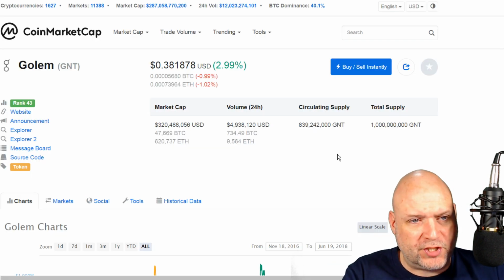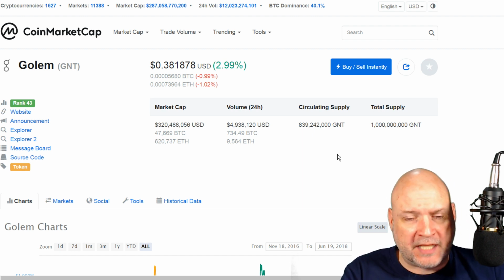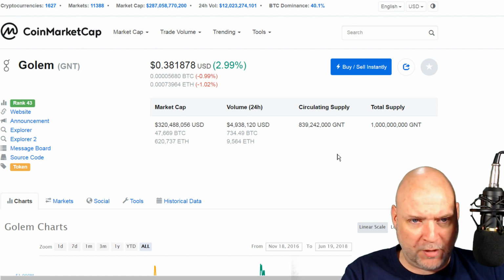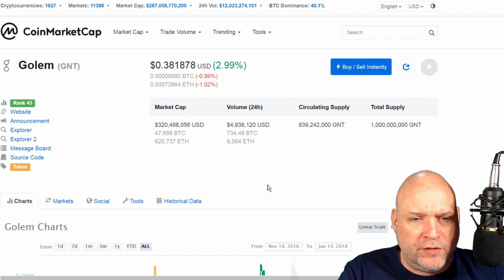So Golem launched its Brass platform earlier this year, and we'll just take a look at the market cap and the tokenomics of Golem to give us a comparison. Now, as you can see, there's a total supply of 1 billion GNT tokens, circulating supply of about 840 million. And the price is at just over 38 cents, 5,680 Satoshis. Its market cap at the moment is down, as are all the alts, as we're bleeding in a bear market at the moment, at around $320.5 million. So it's fairly significant, a lot of volume going through it.